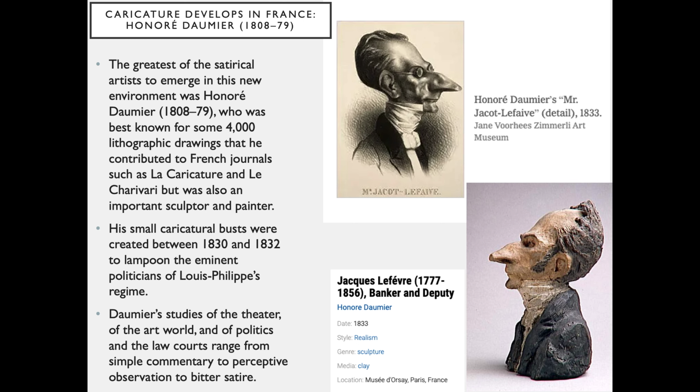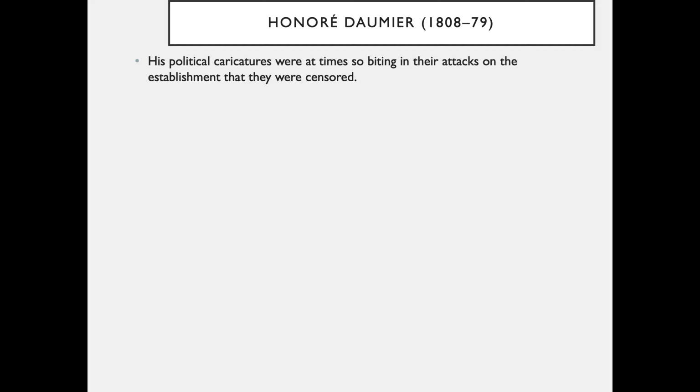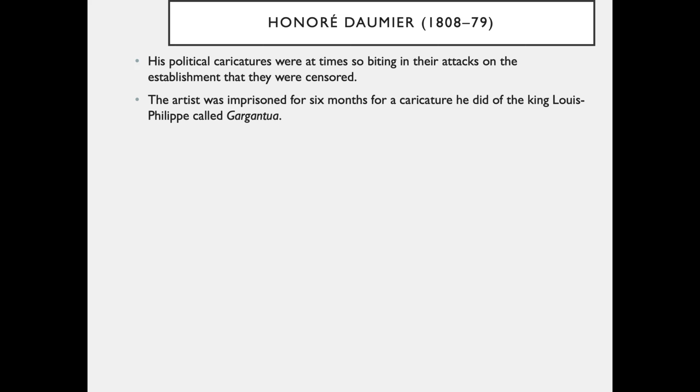And he was very interested in social justice. Daumier's political caricatures were at times so biting in their attacks on the establishment that they were censored. Louis Philippe would have his people go out and get every copy they could find and destroy them. The artist was actually imprisoned for 6 months for a caricature he did of King Louis Philippe called Gargantua.